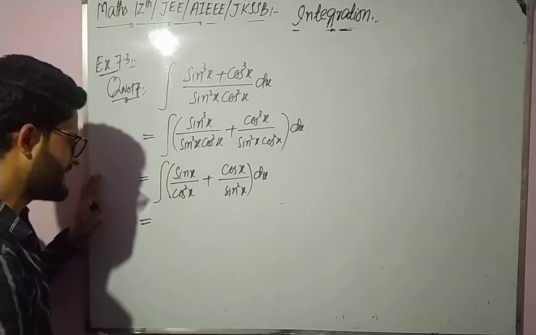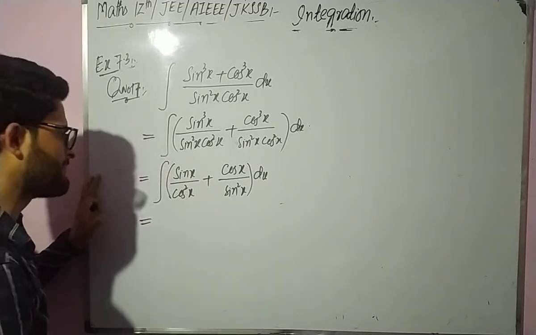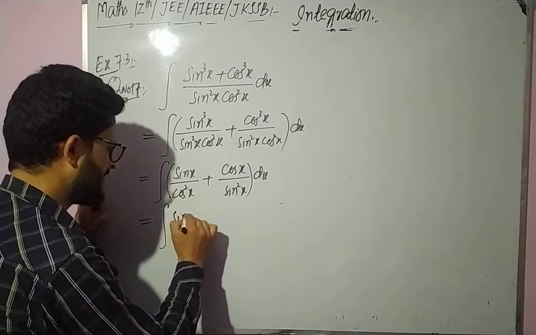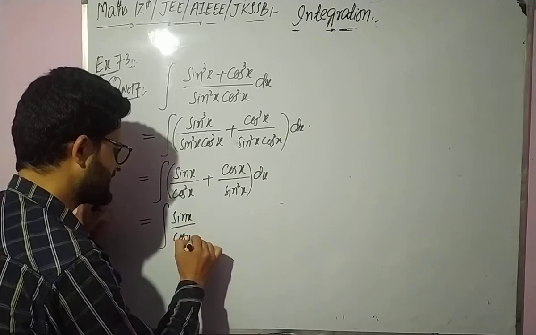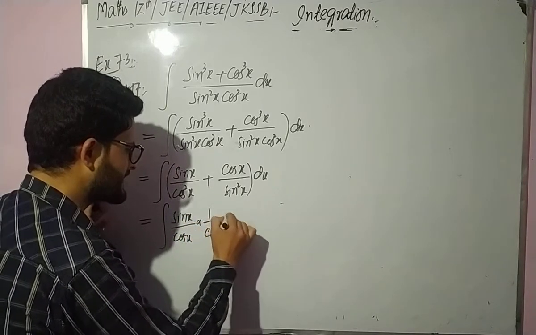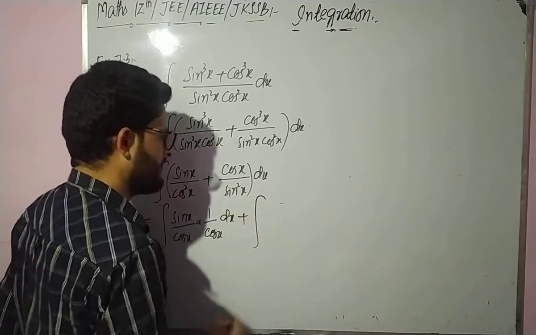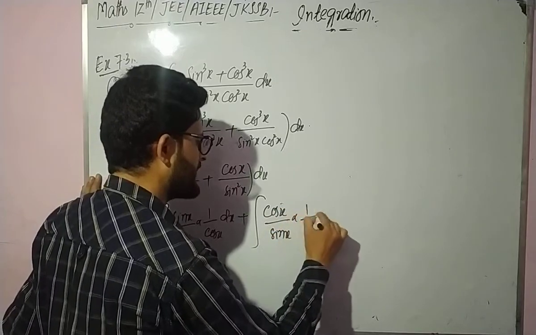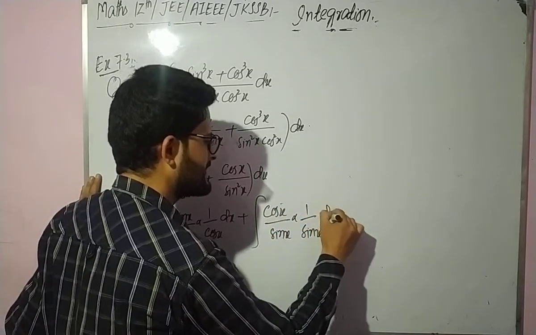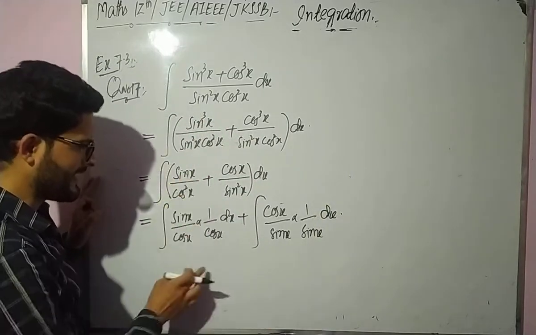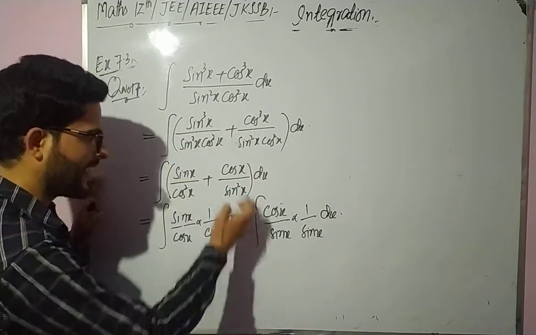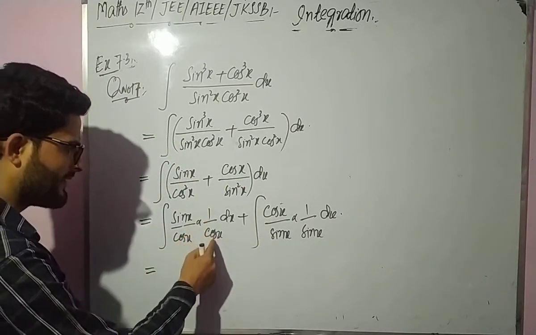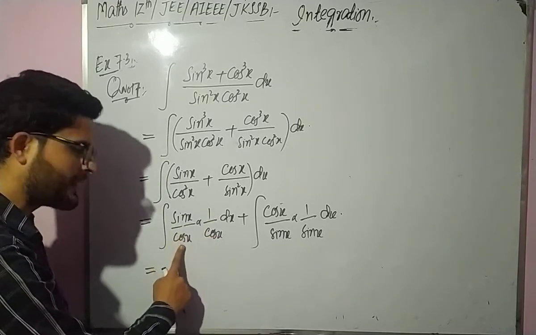Alright, this can be further written as, since there is addition in between, separate the integrals. So integration of sine x divided by cos x, this can be written as sine x divided by cos x into 1 divided by cos x dx plus integration of cos x divided by sin x into 1 divided by sin x dx, because sin x into 1 is sin x, cos x into cos x is cos square x, and same is the case for cos x by sin square. Why did we do this? Because 1 divided by cos x is sec and sin by cos is tan.